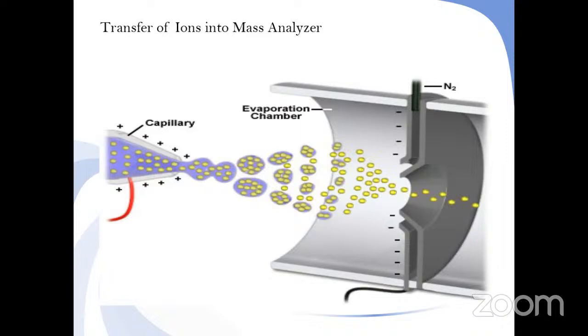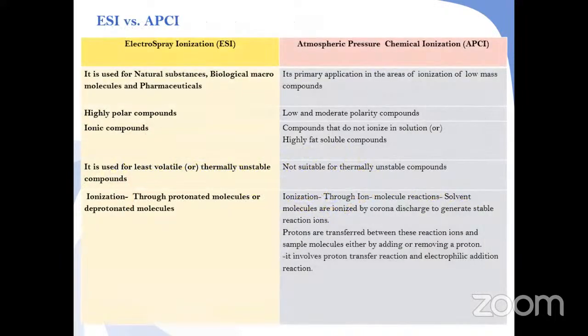these charged ions, based on the m/z ratio, are released from the source. We discussed four methods of ionization, which include ESI, APCI and the others. The major methods are electrospray ionization and APCI. In the next slide, we compare the differences between electrospray ionization and the APCI method. Naturally, these are the two important methods.